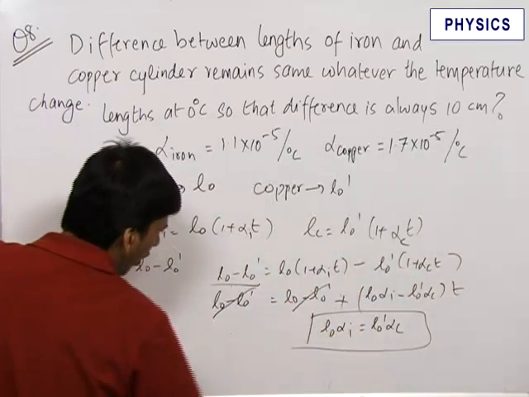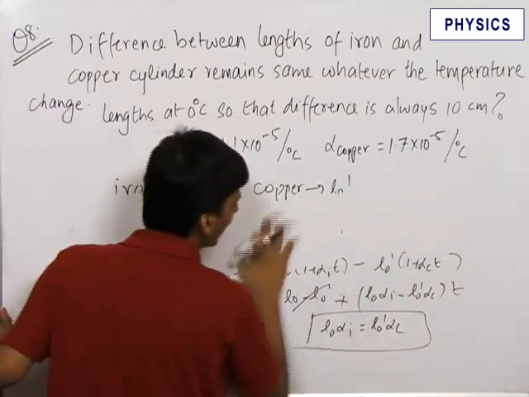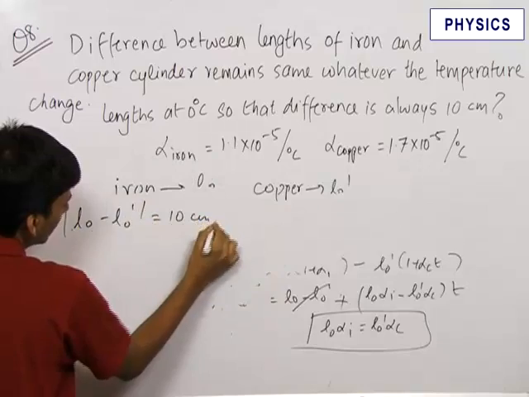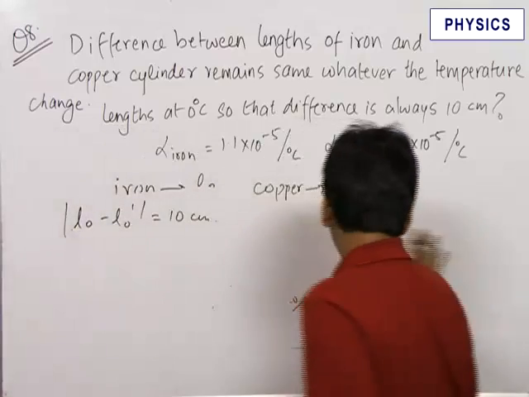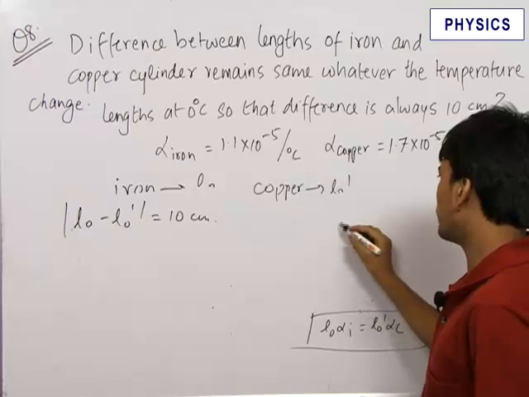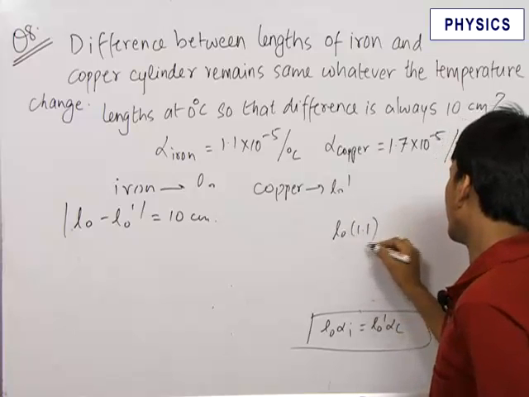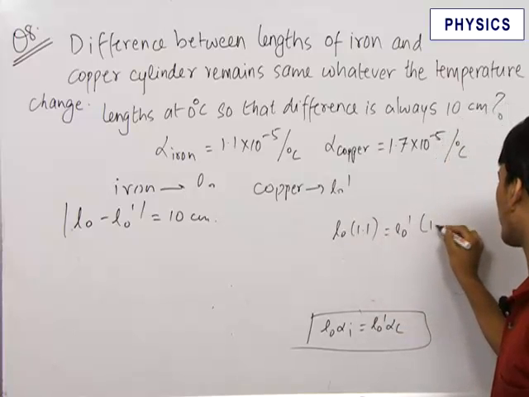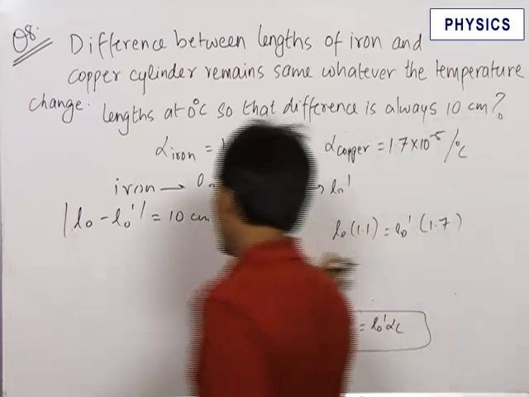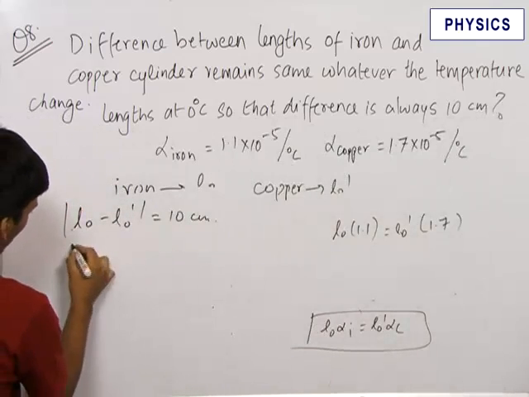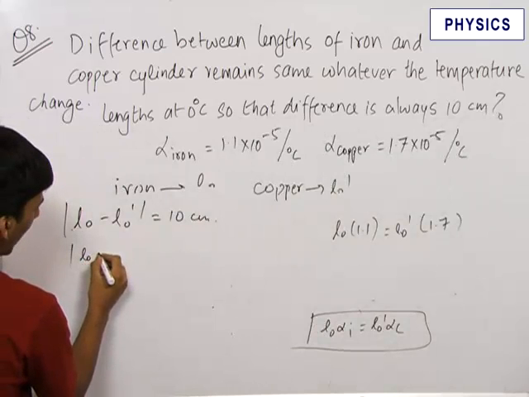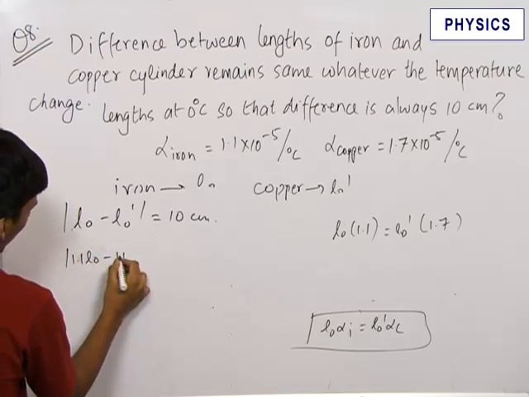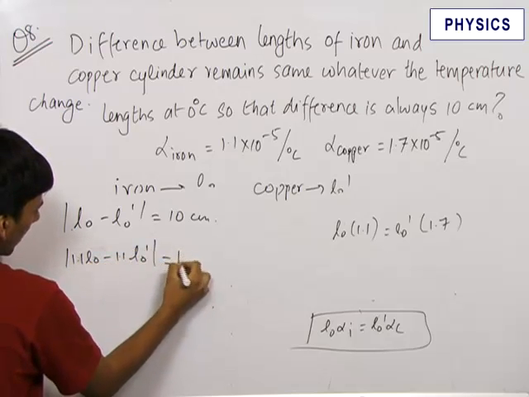To find out L0 and L0 dash we need one more equation which is already given to us, that modulus of L0 minus L0 dash is equal to 10 centimeters. Therefore let us use these two equations. We have L0 into alpha I, that is L0 into 1.1 into 10 raised to minus 5, which gets cancelled from the 10 raised to minus 5 on this side, is equal to L0 dash into 1.7. So we write this over here, and let us multiply this by 1.1 to get 1.1 L0 minus 1.1 L0 dash is equal to 11.